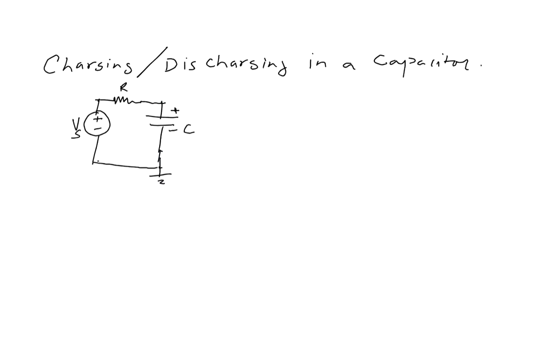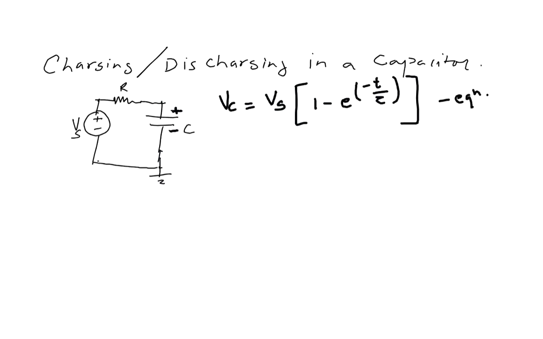So there is an equation that actually defines the charging and discharging of a capacitor. For example, the voltage across the capacitor is called VC. This is the voltage that will be developed across the capacitor, and it is given by this equation: Vs times (1 minus e to the power minus t over tau). So this is the general relationship or equation that describes the charging curve of a capacitor.